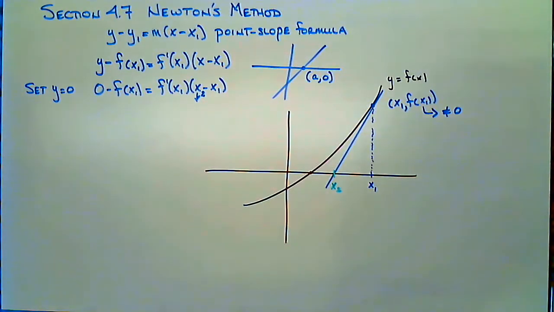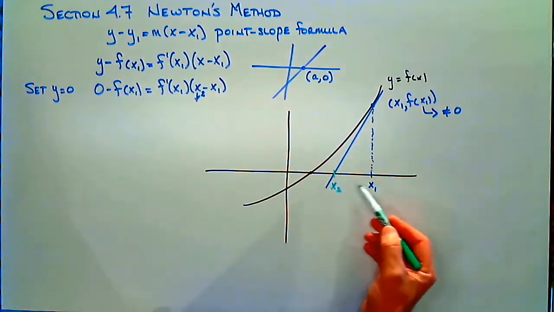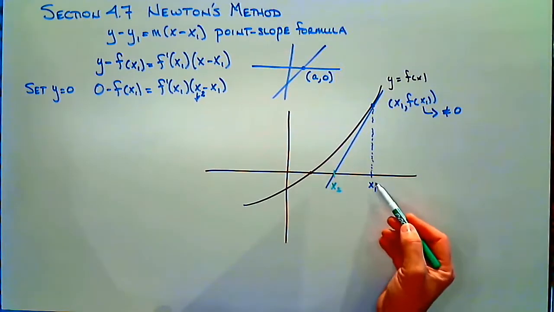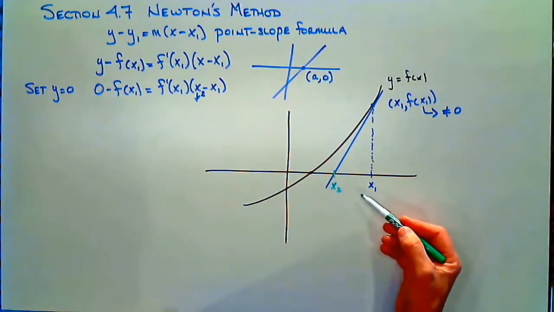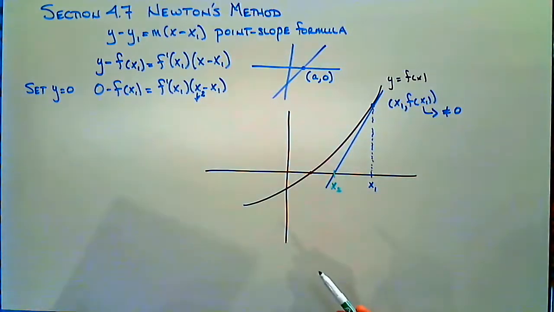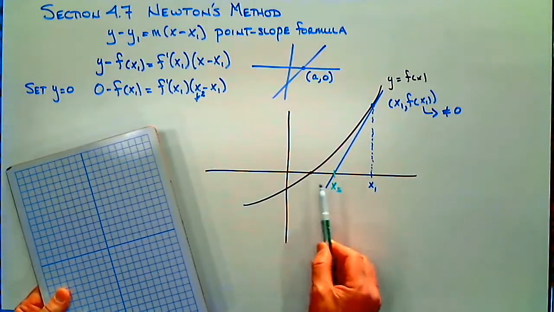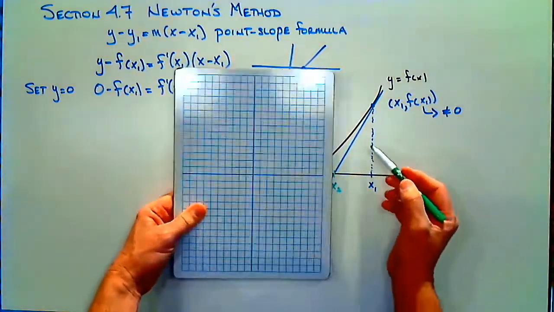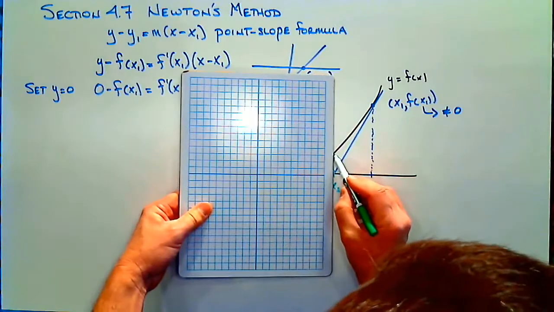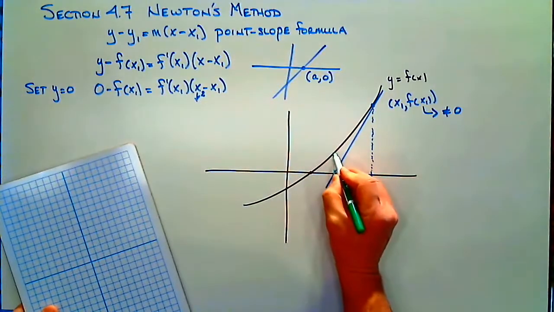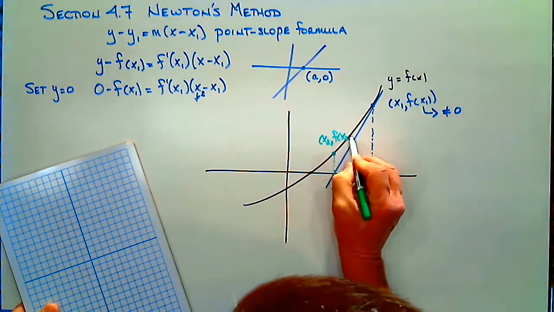And what Newton said, well, a funny thing happens. If I take a look at the location of x sub 2 on the x-axis, x sub 2 is actually closer to the root than x sub 1. So if I had to estimate my root, I could use x sub 2 as my estimate, and it's a better estimate than x sub 1. Now, it's not correct. It's not even close to the root. And so Newton said, well, if x sub 2 ended up being closer than x sub 1, maybe if I repeat the process, we all know what this point is here. This point is x sub 2, f of x sub 2.